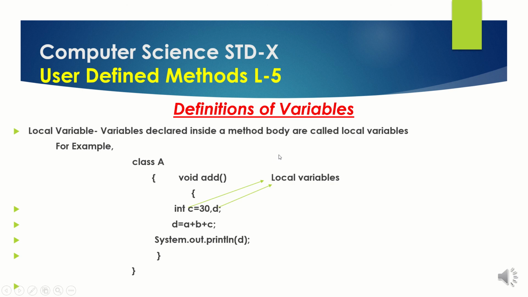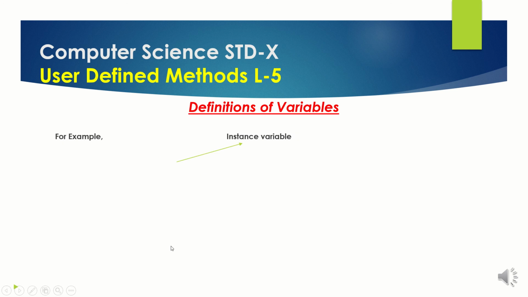Any variable declared inside a method body is called a local variable. Keep this in mind, students. Inside the add method we have two variables, C and D. These are local variables. They are local to the method scope. Next one is instance variable. Instance variable belongs to the object. They are declared inside a class but outside a method.